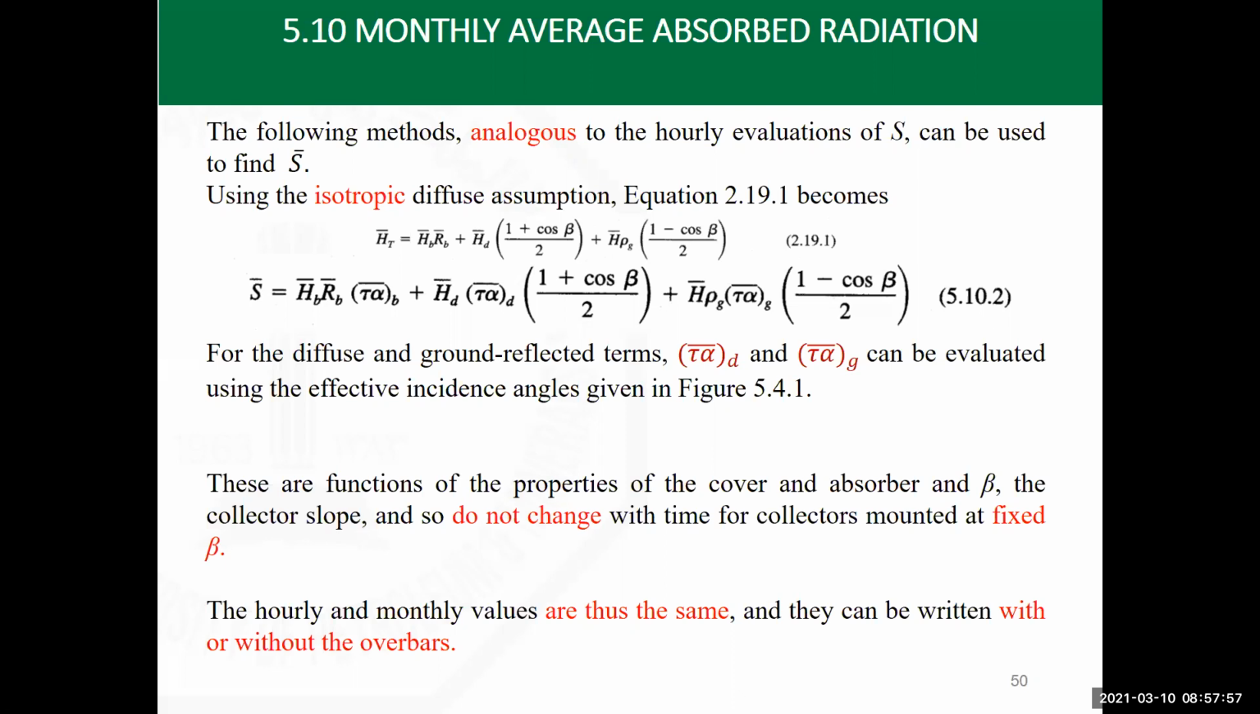There is a famous method that has also been provided by Klein, which is called the F-chart method. The F-chart method requires knowledge of the monthly amount of radiation for the system that you are inspecting or analyzing. So you need it for January, February, March, April, up to December.